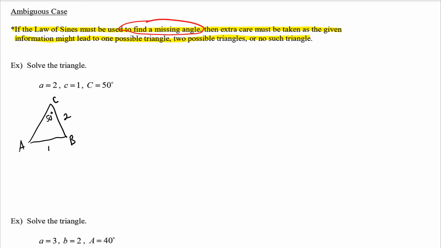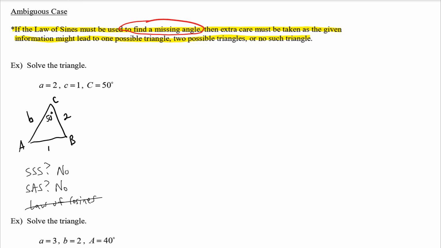So I don't know side B, and I don't know 2 of the angles. So it's not a right triangle, so I can't do that. Side, side, side. No, I don't know all 3 sides. Side, angle, side. No. So I can't use the law of cosines. Law of cosines is not an option, which is no good because I like it. Okay. I have to use the law of sines.